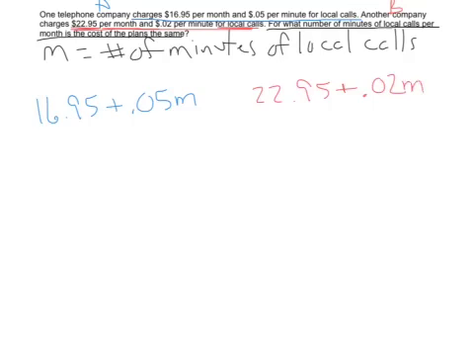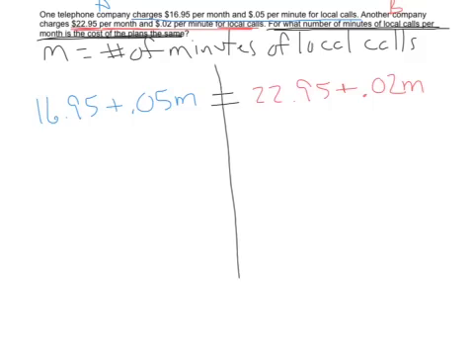That's your unknown. Now let's go back to our question again, here underlined in the black. For what number of minutes of local calls per month is the cost of the plans the same? So we want to know when this $16.95 plus 5 cents m is going to be equal to this $22.95 plus 2 cents m. Now, we just have an equation. This has variables on both sides, which we've solved in class. So we're just going to solve this.